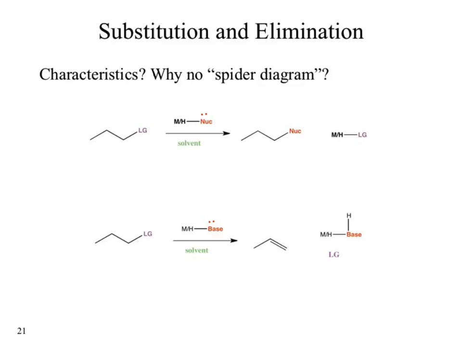Solvent, our solvent. Okay? Why are those things colored differently than the rest of the structures? Those things contribute to the reaction. And depending on the characteristics of those things, we get different substitution results. We get different elimination results.